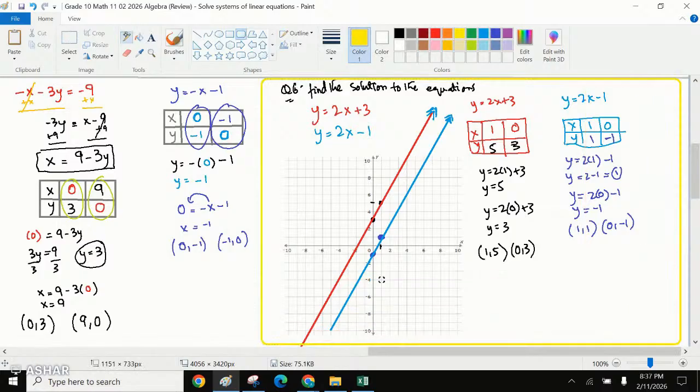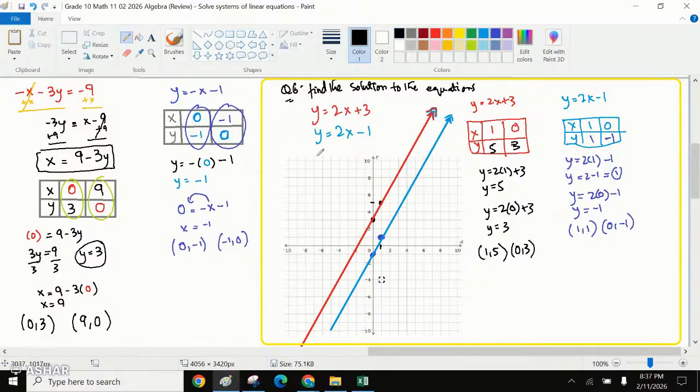That means the system of these equations has no solution, right? But it took us a lot of time just to know that there is no solution to this. Right? There is an easier way, just by looking at the equations.